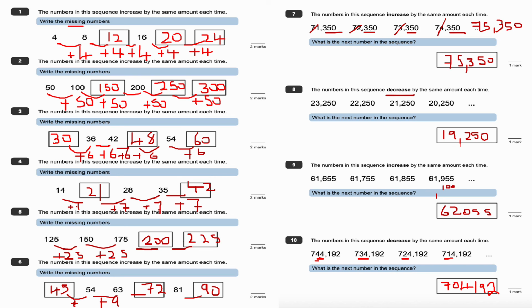744,192, 734,192, 724,192, 714,192. So it's going down by 10,000 each time. So I'm taking away 10,000 each time.